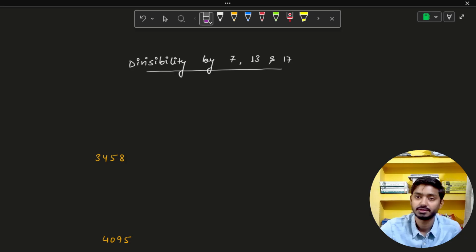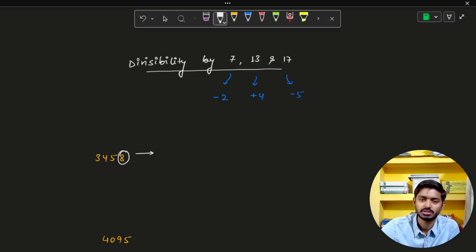All right, let's move on to the divisibility by 7, 13 and 17. A little bit tricky, won't say difficult, a little bit tricky. What we do over here is we use -2 for this one, +4 and -5. These are called modifiers. We'll understand the usage. Now what we do is we remove the last digit, the unit digit. We write the number without the unit digit and we multiply the unit digit by the modifier.